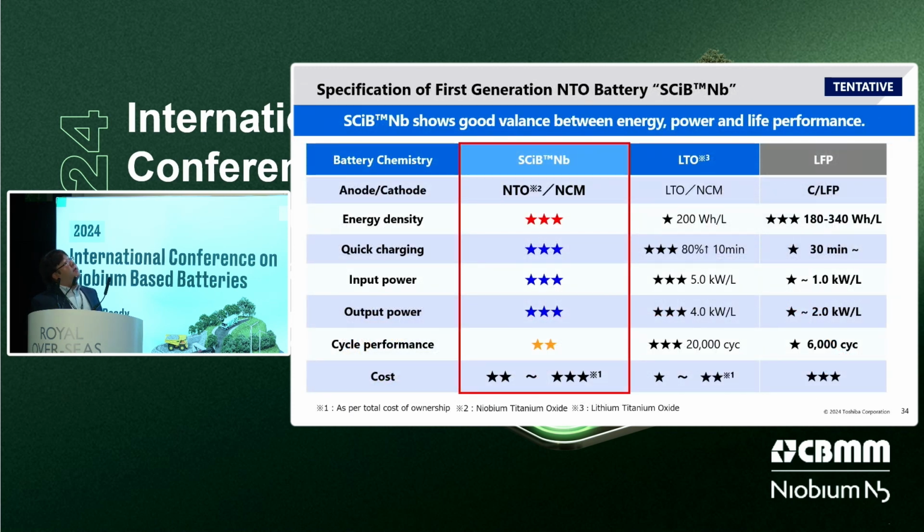And next shows the specification of the first generation NTO battery named SCIB, which will be commercialized by our battery business division. Regarding this, my colleague, Mr. Kanai, will give you a detailed presentation later, so I'd like to explain this briefly. And this SCIB NB shows almost the same energy density as that of LFP cells, while retaining very good battery performances.